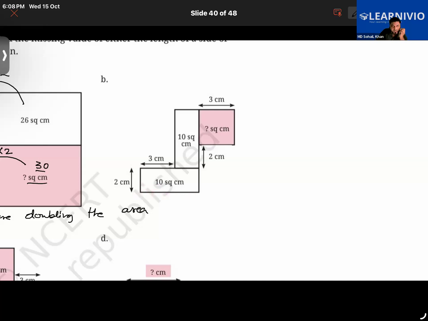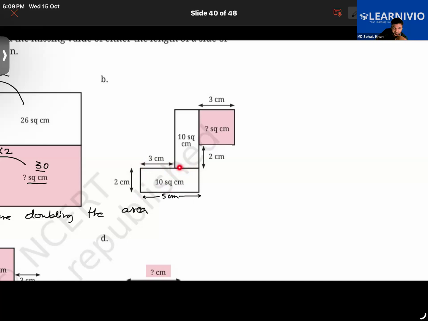Length. You can make a guess here. 5? No, because 2 fives are 10. So that is 5. Now, if this much is equal to 5 centimeter, so this much is also equal to 5 centimeter, and this one is 3 centimeter.